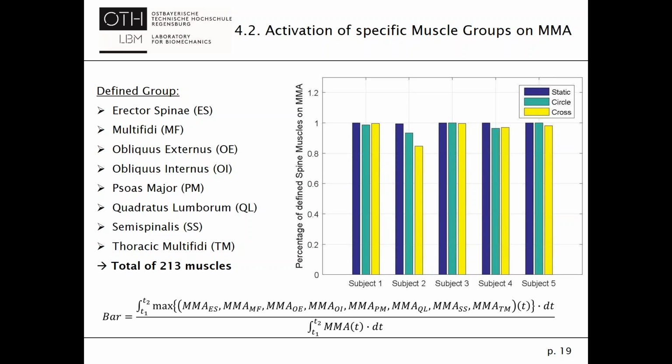Only subject 2 is an outlier. In this case, the muscles in the cervical spine and the rectus abdominis, this is a muscle in the abdominal region, have higher activation values than the considered muscle group. But the smallest bar has still a value of 84%.